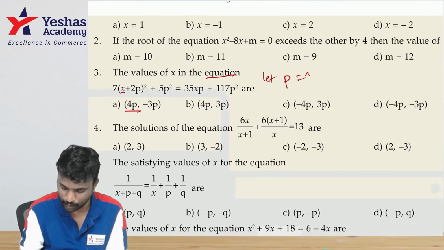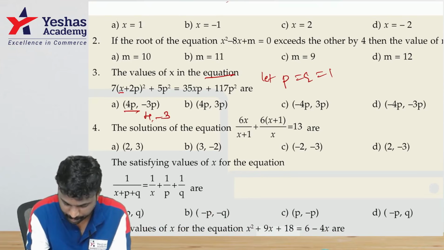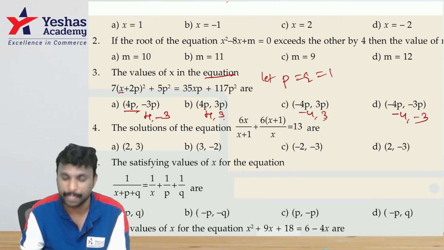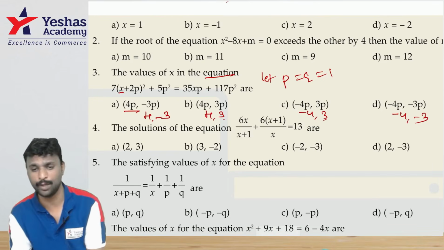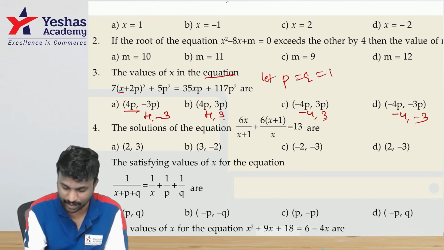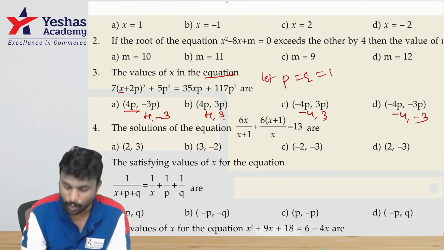Let p and q both be equal to 1. So first option gets simplified as 4 comma minus 3, second option 4 comma 3, third option minus 4 comma 3, and last option minus 4 minus 3. You understood? So we are plugging in p value, q value as 1. So we are reducing the options only. Rather than plugging in options in terms of p and q, we are reducing it by putting p value and q value both as 1.